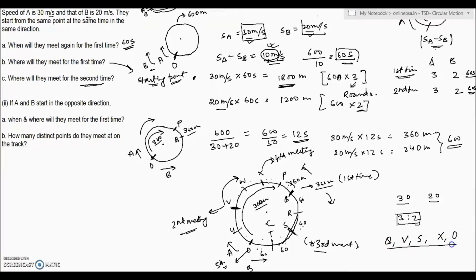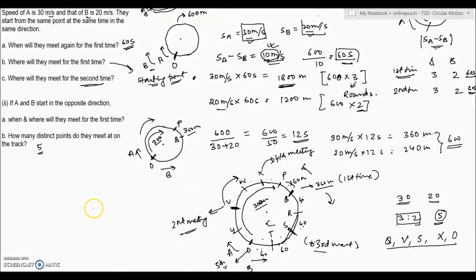So we have 5 different points, and we can easily find out the number of points by looking at the ratio of speeds. 30 is to 20 is nothing but 3 is to 2, and 3 plus 2 is 5. So directly, if we have to take one answer, we can directly take 5 here. So we'll write 5 as the number of distinct points where they meet. Hope you understood the logic here.